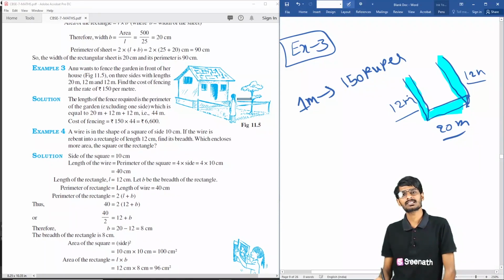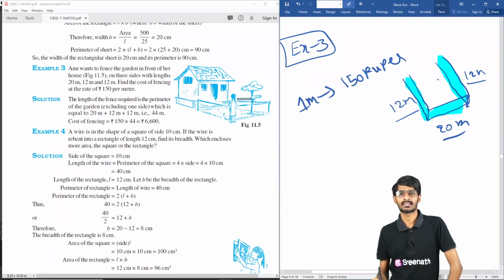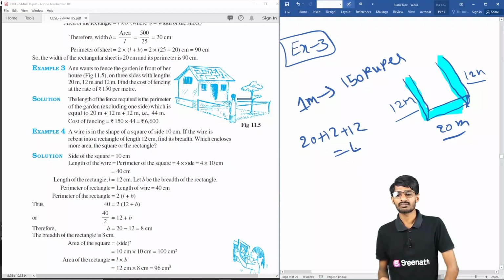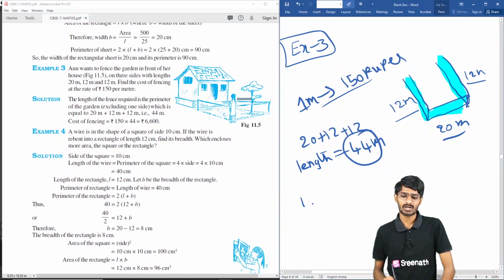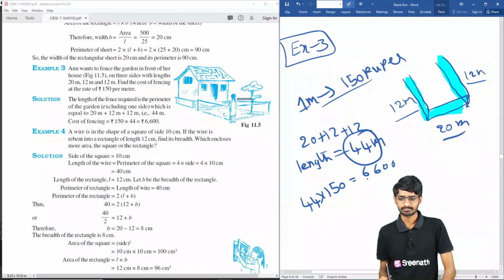If you add all these 3 sides, or simply add these 3 sides' lengths, it is 20 plus 12 plus 12, which is 44 meters. So for this 44 meters, she has to construct the fencing. And for 1 meter, it costs 150. Then for 44 meters, it is 44 into 150 rupees, which is 6,600. This much cost it takes. That's it, students.